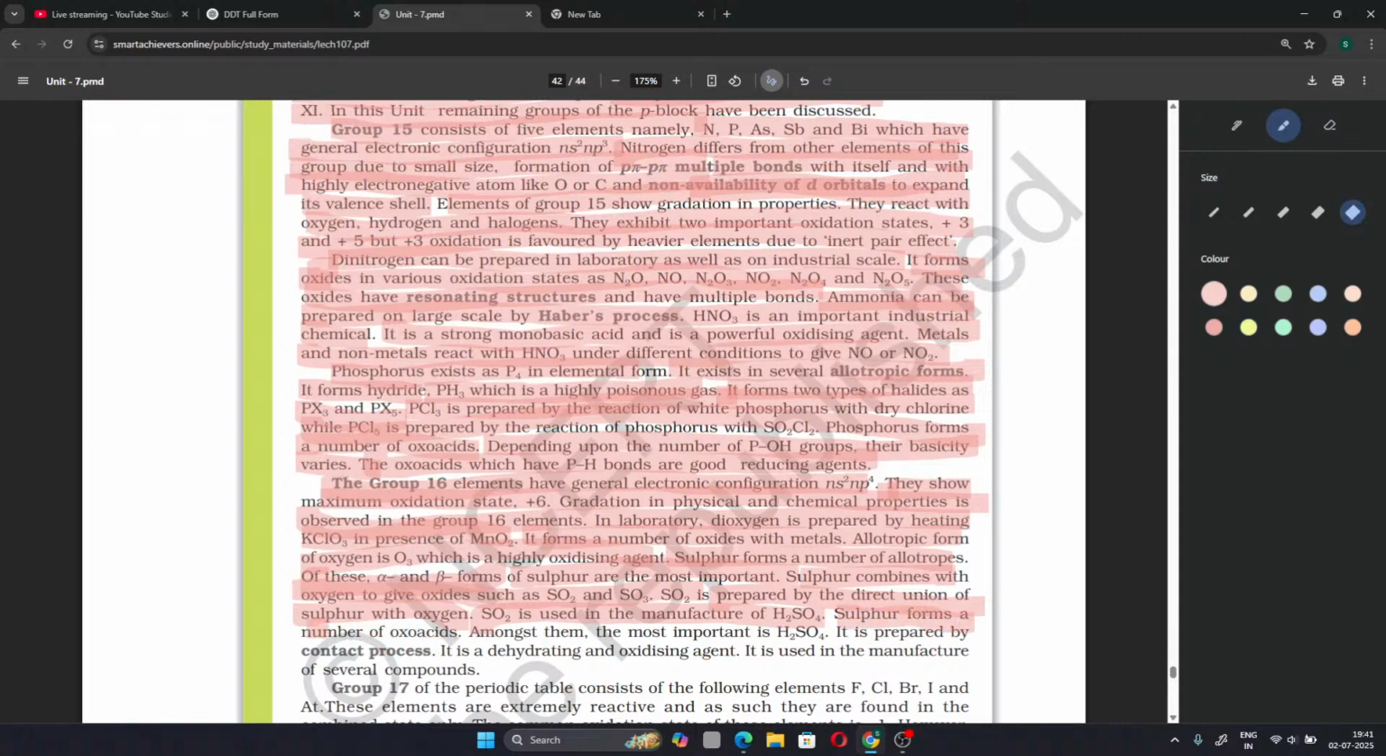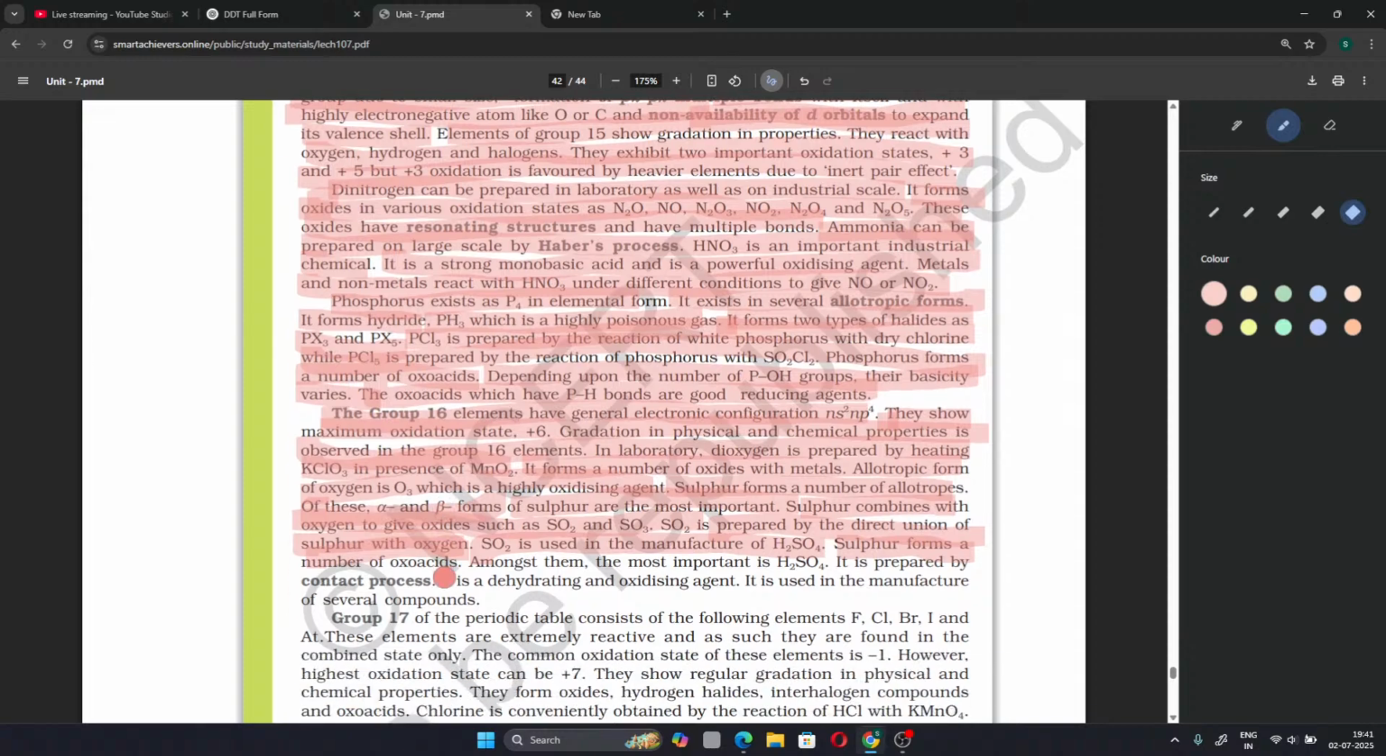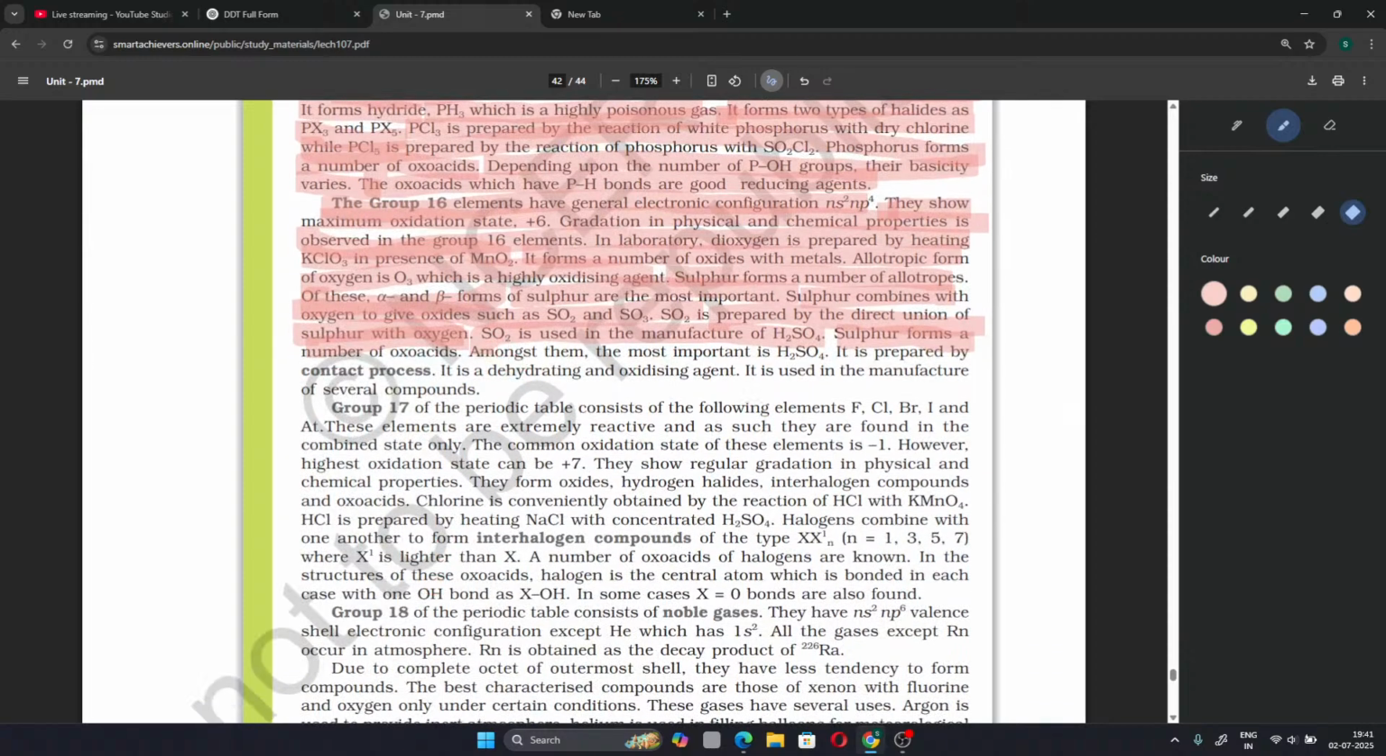Sulfur forms a number of oxoacids. Amongst them, the most important is H2SO4. It is prepared by the contact process. As I said before, it is a dehydrating and oxidizing agent. It is used in the manufacture of several compounds.